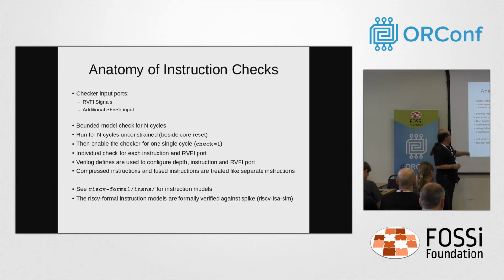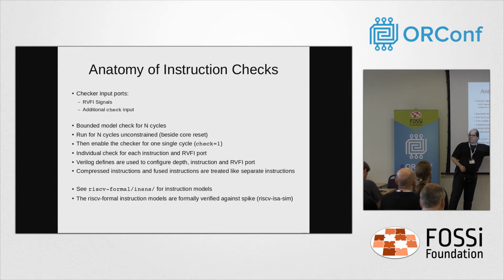So this is what the instruction checks themselves look like. We have a checker that has all the RVFI signals as input ports, so we can hook it up to our processor. And then an additional 1-bit check input. And we just construct a bounded model check for n cycles. In the first cycle, we reset the core, and then we run it for maybe 50 cycles.